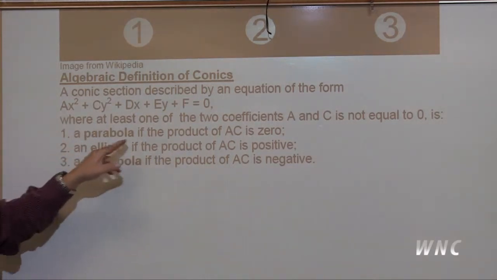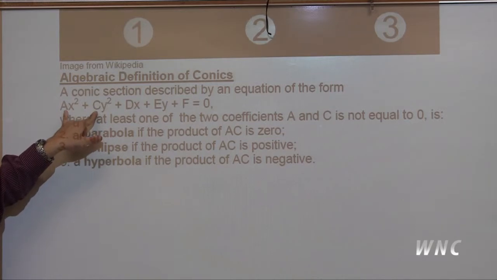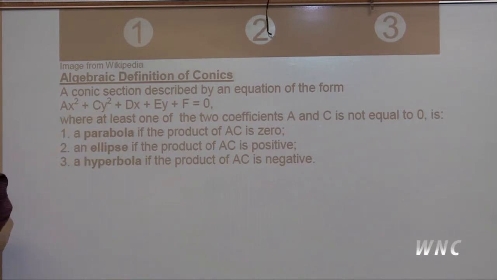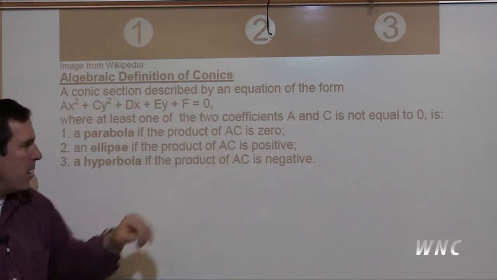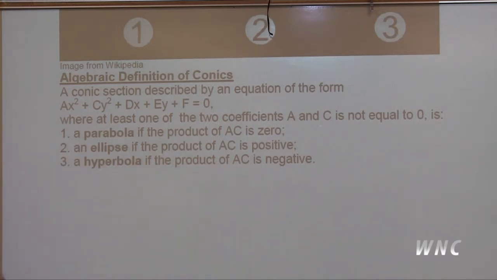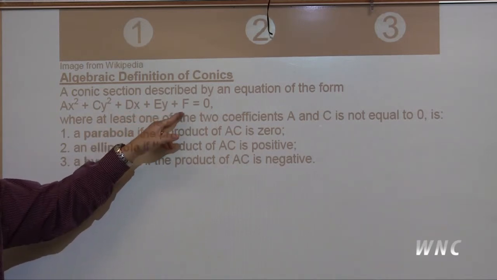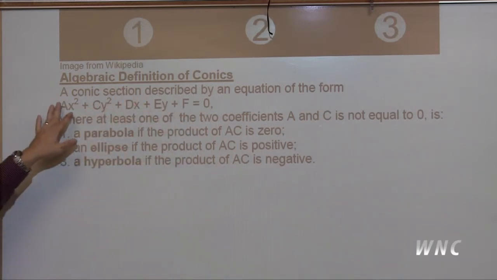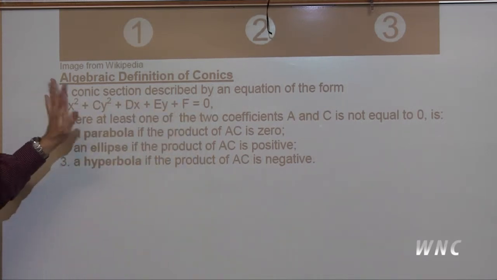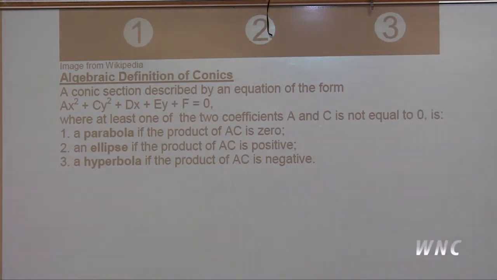It's a parabola if a times c is 0. That means one of the two is 0, but they're not both 0. It's an ellipse if a times c is positive, and it's a hyperbola if a times c is negative. So it's possible, though, that d could be 0, or e could be 0, even f could be 0. So it is possible that not all of them are going to be nonzero, and that's okay too. But that's the general form of a conic section.